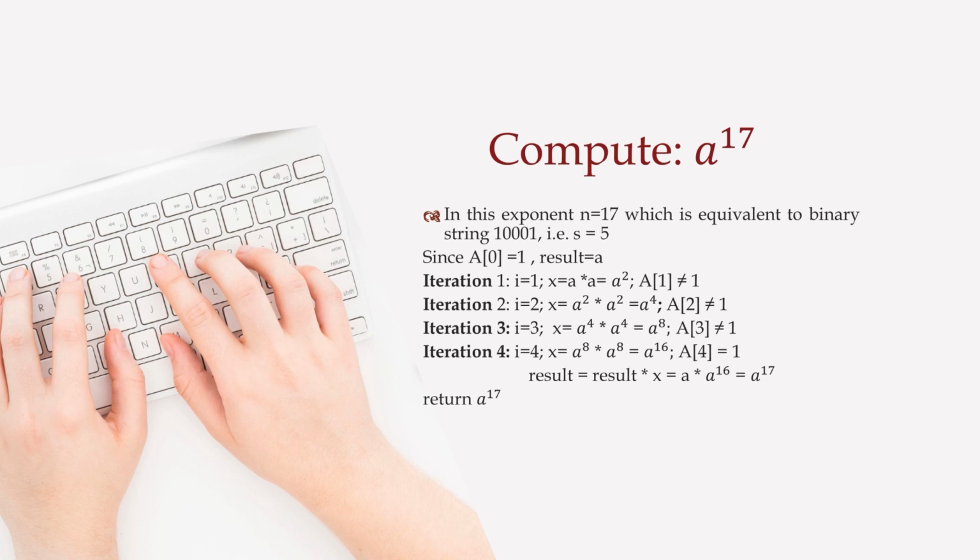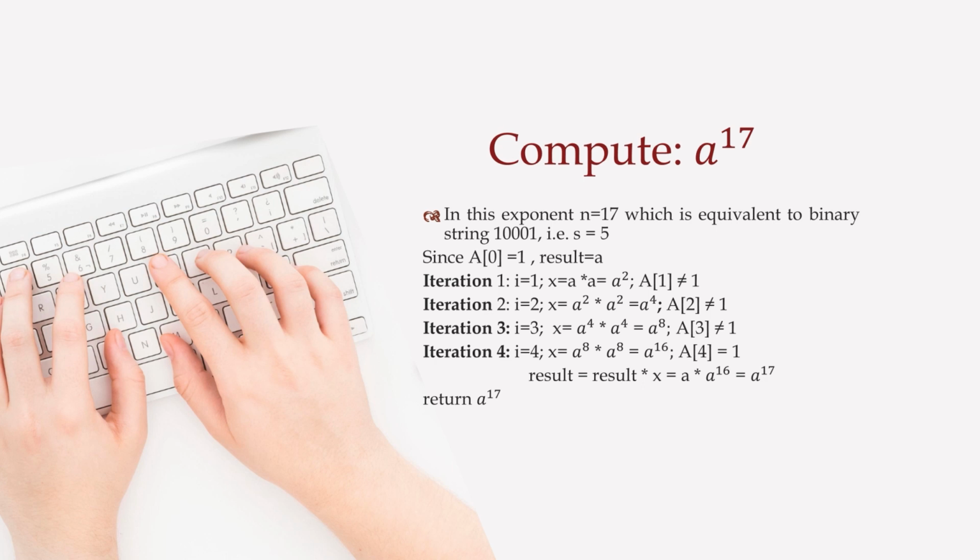In this, the exponent n equal to 17, which is equivalent to the binary string 10001, that is s equal to 5. Since a 0 equal to 1, meaning the rightmost bit, that is the least significant bit, has value 1, result equal to a, because if a 0 equal to 1 then result equal to a, with the help of line numbers 2 and 3.